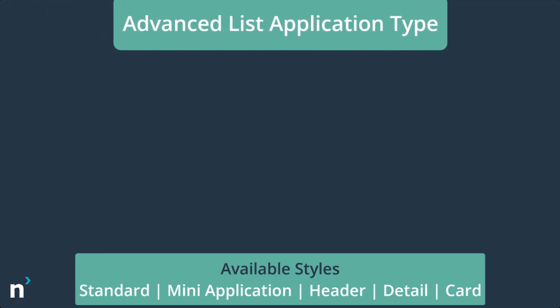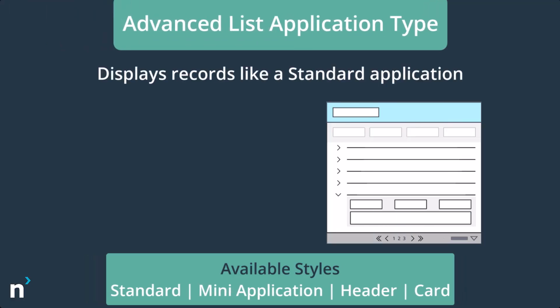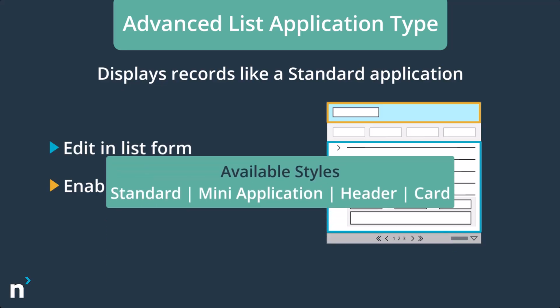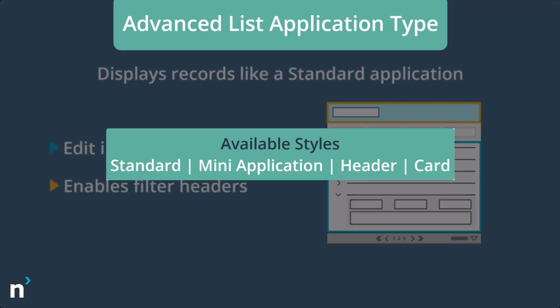The Advanced List application type organizes records like a standard application, but allows you to create and edit records directly from the list form. Depending on how the application was configured, filter headers that highlight meaningful filter combinations can also be available above the normal column filters. The following styles are available for this application type: Standard, Mini Application, Header, and Card.